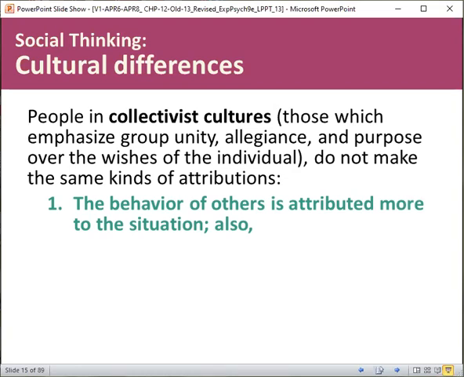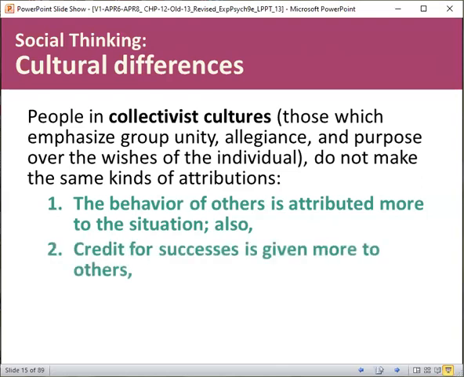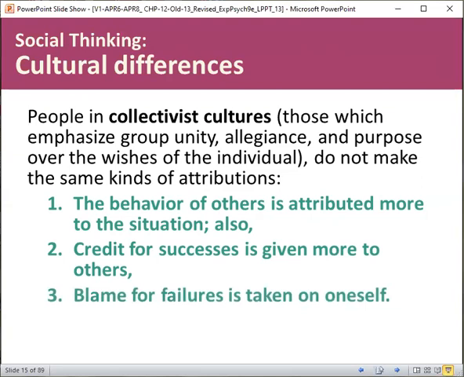So there is more attunement to attributing it to the situation. Two, credit for success is given more to others. Three, blame for failures is taken on oneself. So these things are not what we would normally see of individuals from our culture, okay? An individualist culture as opposed to a collectivist culture.